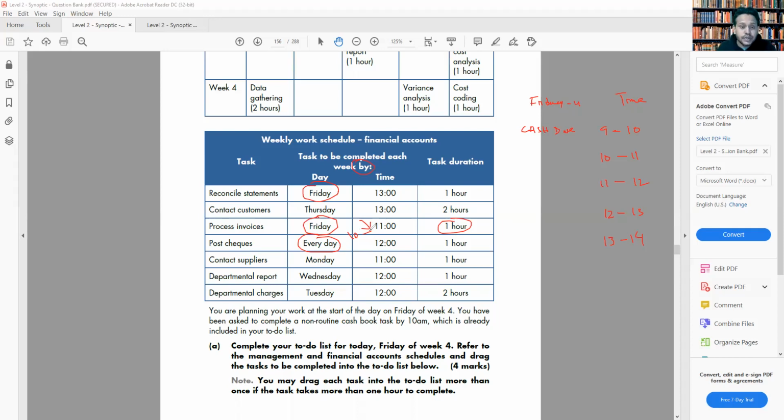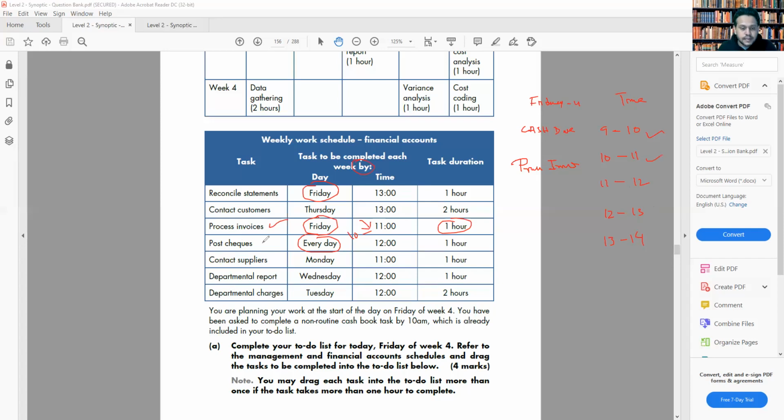And what I do on Friday is process invoice. I said, okay, 10 to 11, I do process invoice. So this one is done. Number 2, 11 to 12. What do I do from 11 to 12?